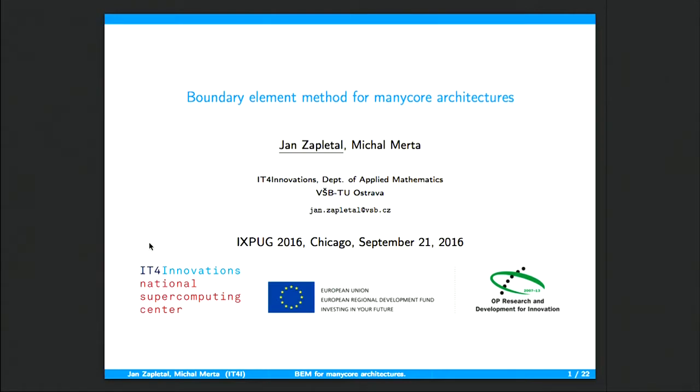And I would like to speak about the manycore performance of our boundary element library that we are developing. So first of all, I would like to give just a very brief overview of the library, what it is based on and what it can do.